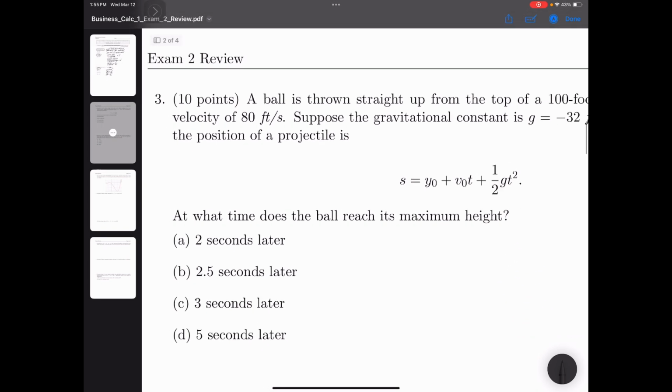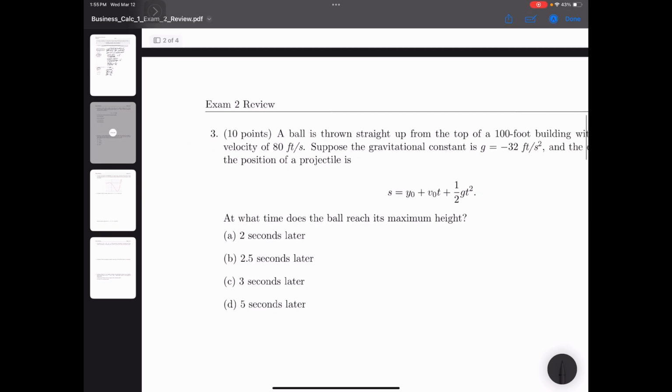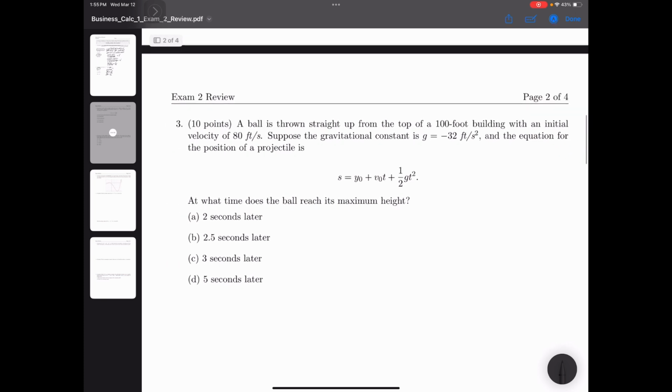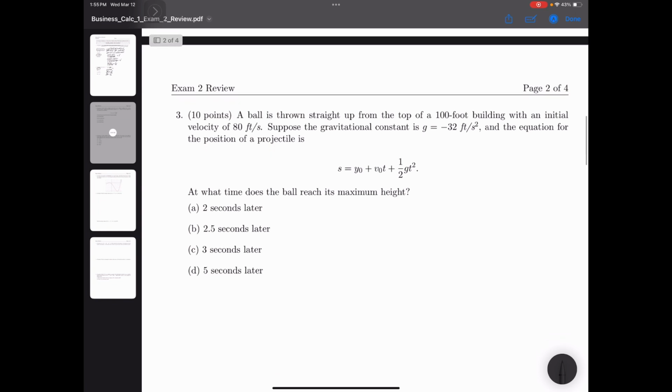Number 3 says a ball is thrown straight up from the top of a 100-foot building with an initial velocity of 80 feet per second. Suppose the gravitational constant is g equals negative 32 feet per second squared, and the equation for the position of the projectile is given. At what time does the ball reach its maximal height?